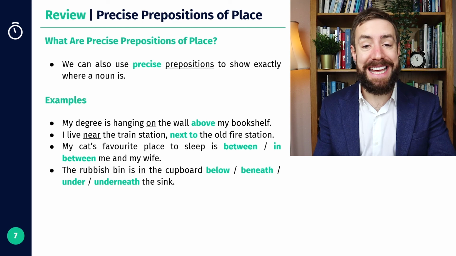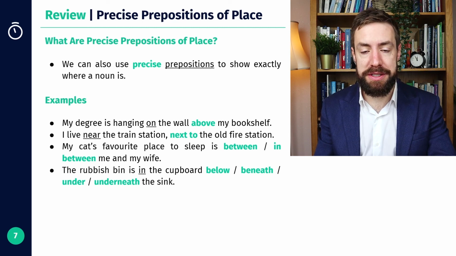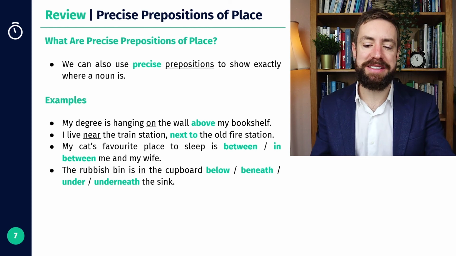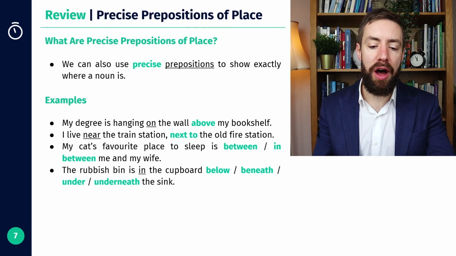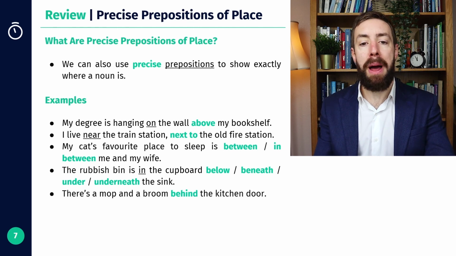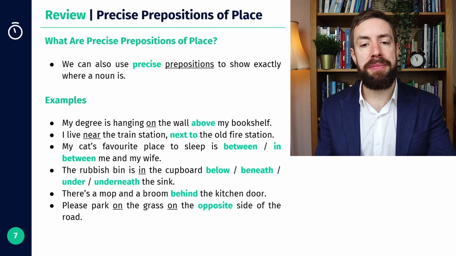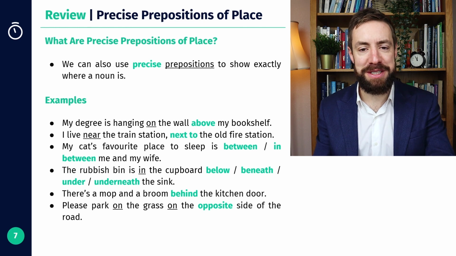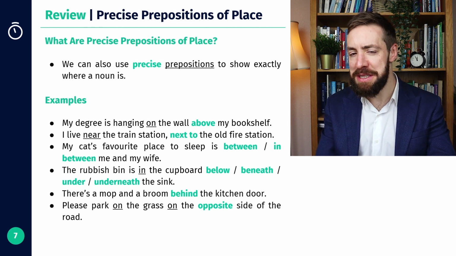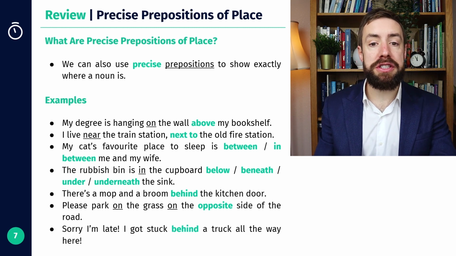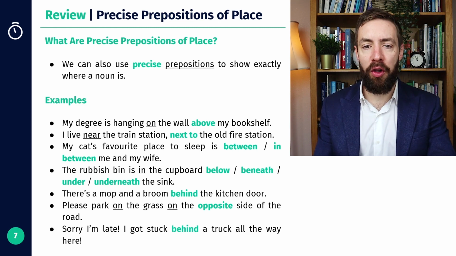The rubbish bin is in the cupboard. Okay, so it's in. So we know it's somewhere in the cupboard. But we give more details and say below or beneath or under or underneath the sink. There's a mop and broom behind the kitchen door. Please park on the grass on the opposite side of the road. So 3 different prepositions there, giving a very specific place that you should park. Sorry I'm late. I got stuck behind a truck all the way here.